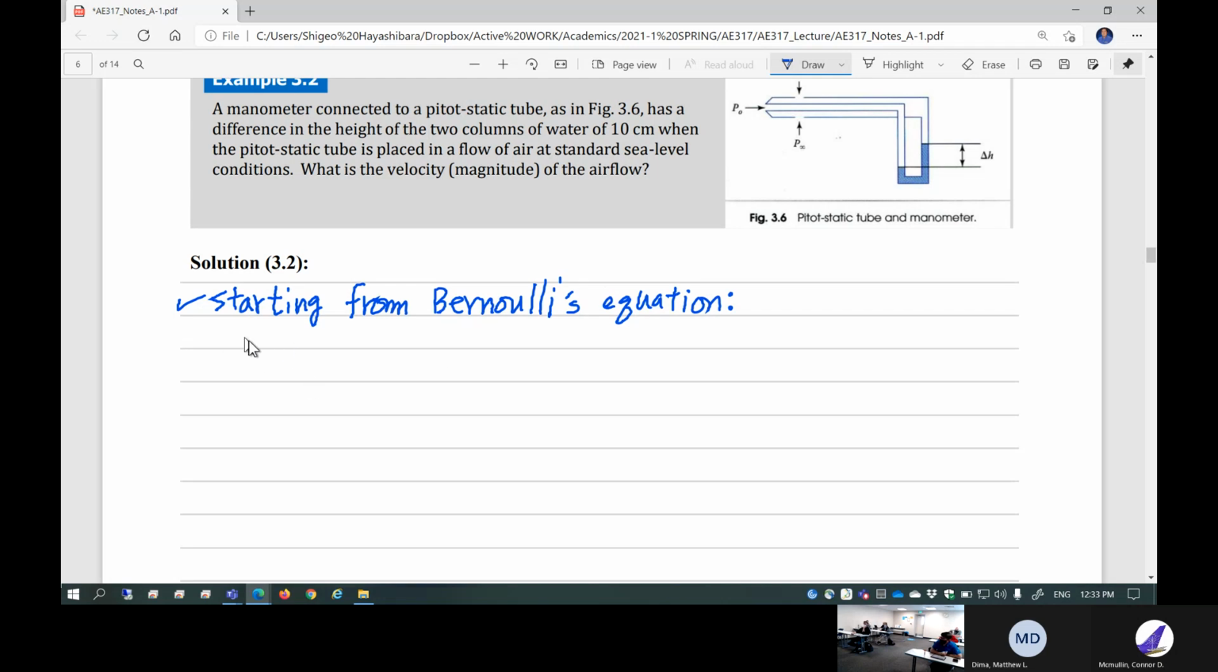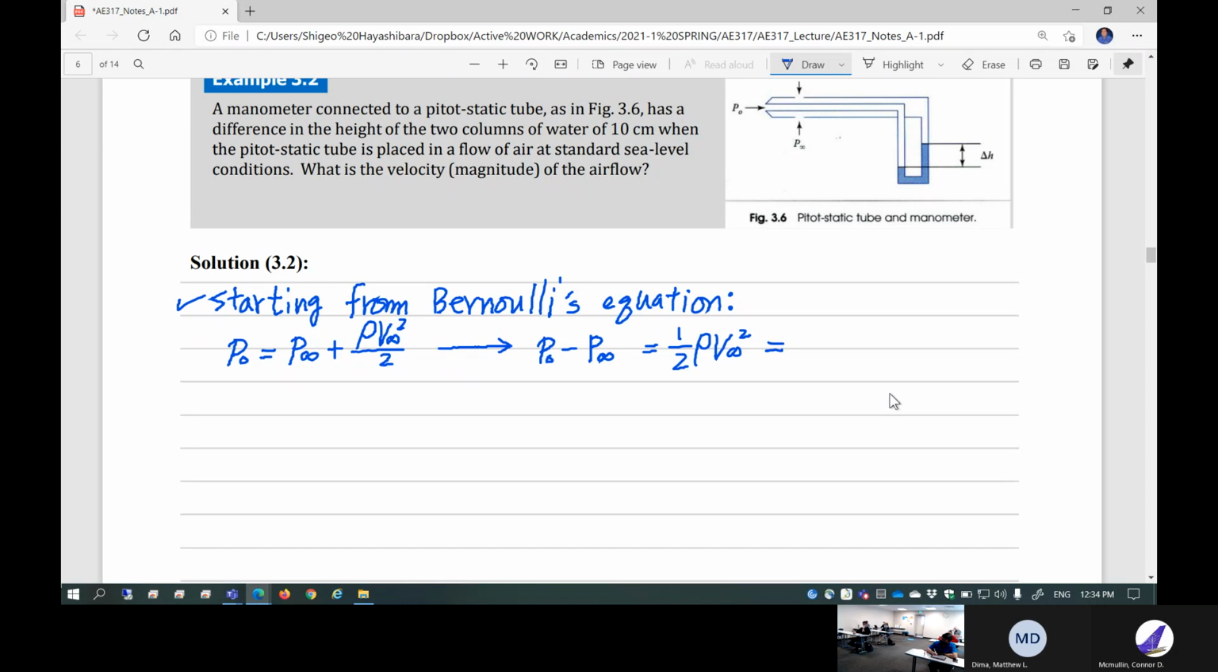All right. So Bernoulli's equation basically says that P0 is equal to P infinity plus rho times V infinity squared over 2. Changing the form of this equation, you have P0 minus P infinity. This is something called dynamic pressure, which we know is 1/2 rho V squared. This can be measured by this delta H measurement.